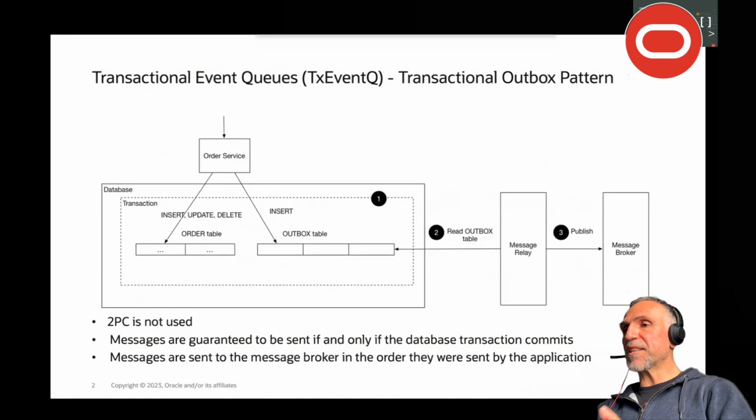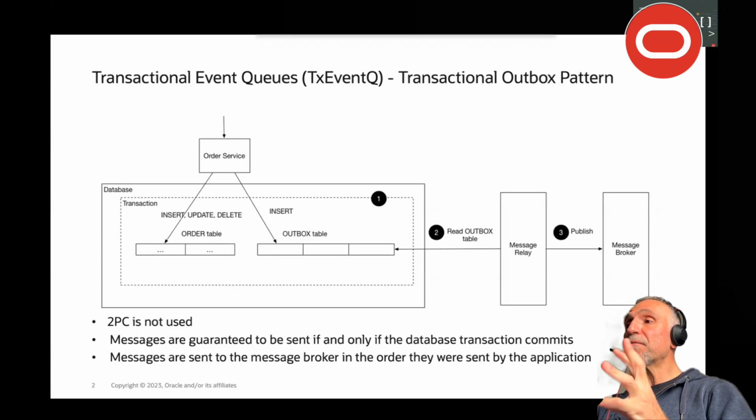As you can see here in this graphic, you have an order table. Suppose that you're processing orders, and when you create an order, you also want to send an event. You can do that in the database as a single transaction. You can do this insert in this outbox table and create an event.